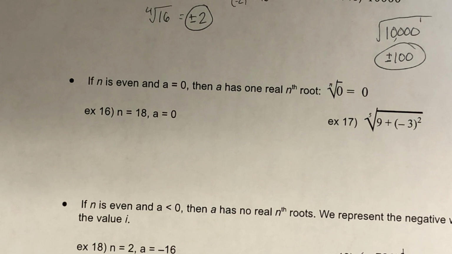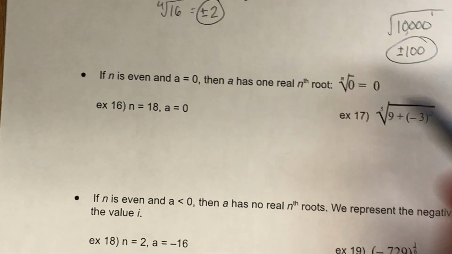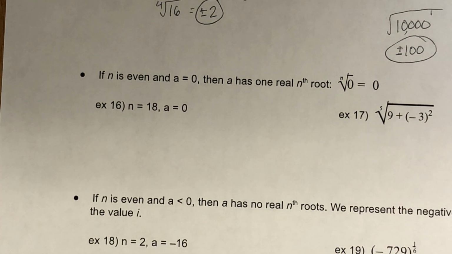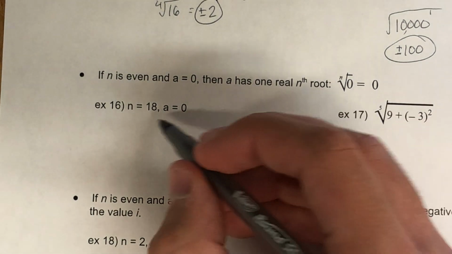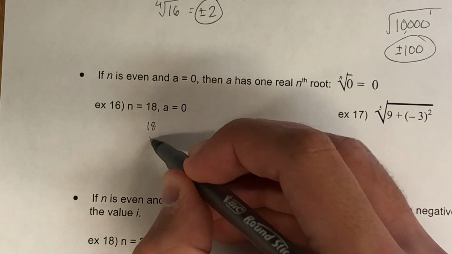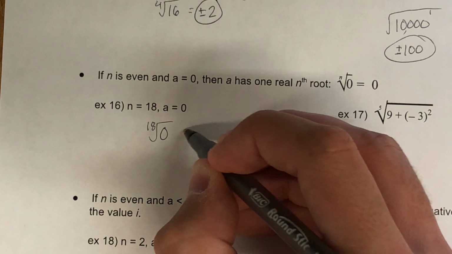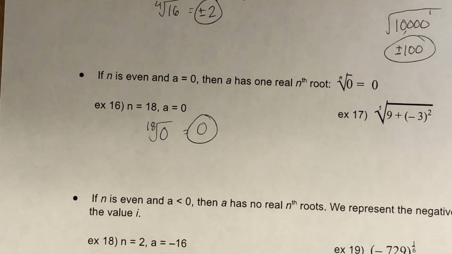If you have cases where your a value, what you're taking the root of, is 0, for example here, if we have an 18th root of 0, that's just 0. Any root of 0 is always just 0.